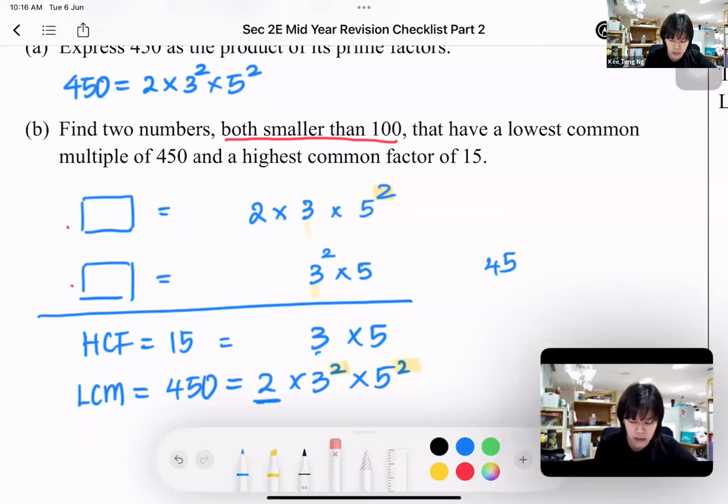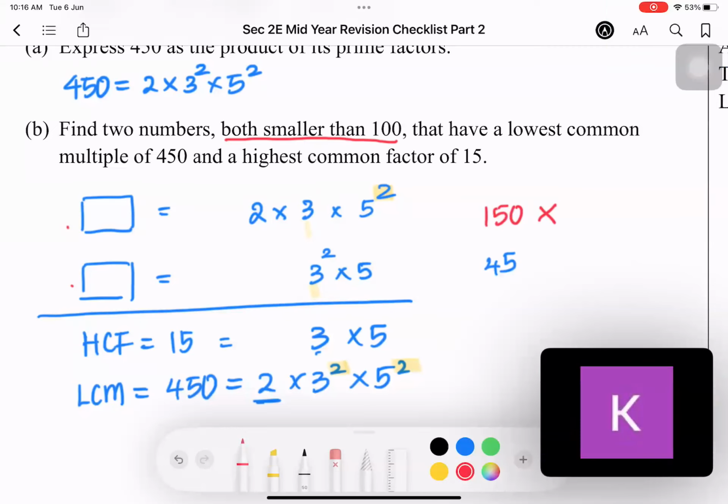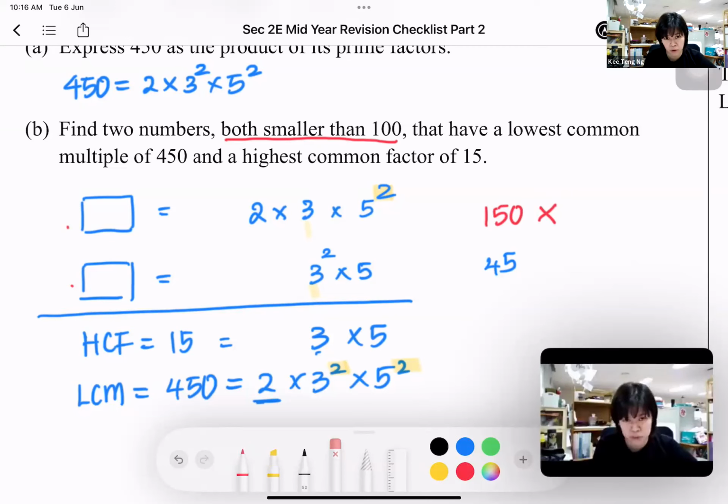And then I check. 2 times 3 times 5 square. That gives me 150. So it means this case doesn't work. Next, put the 3 square on the first one, then the 5 square on the second one. Yes, so we must be more flexible, right? So we tried already, this one doesn't work, this one doesn't work.